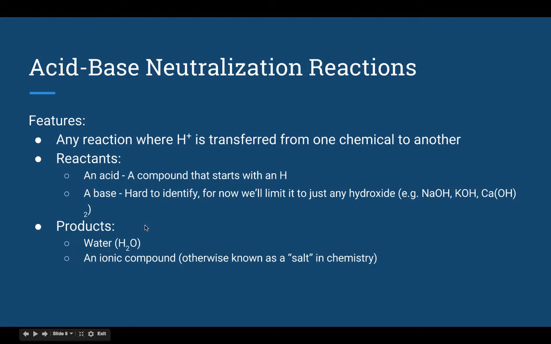Anyways, products, you're always going to form water when hydroxide is your base. So water is always going to be a product that we see in our acid-base neutralization reactions. And the other thing you're going to see is an ionic compound. In chemistry, a lot of times we call this a salt, but really that's just another word for ionic compound. We're not specifically talking about table salt, like sodium chloride. So a salt could be anything. It could be calcium chloride or anything like that.